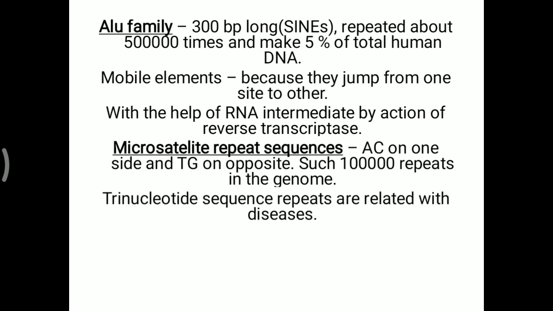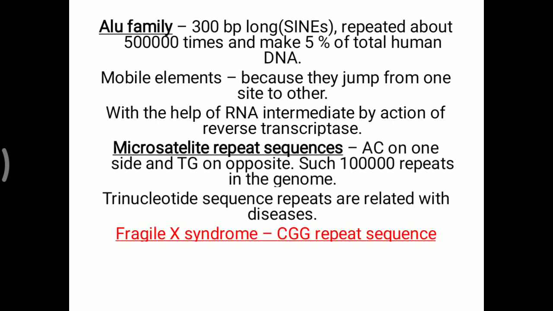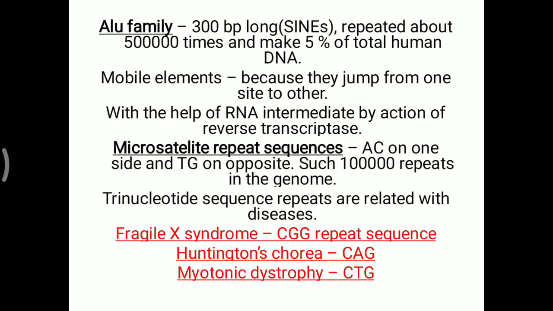Apart from the microsatellite repeat sequence, sometimes trinucleotide repeats are also seen, and these are mostly related to disease. Some examples are given here. Fragile X syndrome, where a CGG repeat sequence is observed. Huntington chorea, where a CAG trinucleotide repeat sequence is observed. And myotonic dystrophy, where a CTG repeat sequence is observed in the chromosome. You have to remember that repeat sequences also have clinical importance and can affect the characteristics of the chromosome.